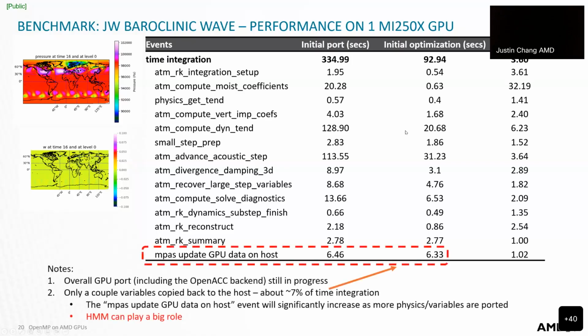And so overall, the overall GPU port, including the OpenACC backend, is still a work in progress. Even to this day, it is still a work in progress. Only a couple of variables are copied back to the host currently in this example. So it's only about 7% of this entire time integration. But the MPass updating GPU data back to the host will significantly increase as we introduce more physics and more variables to the code.